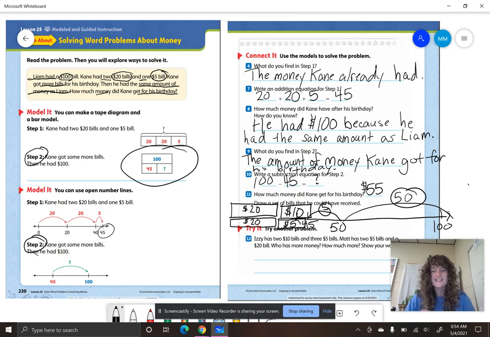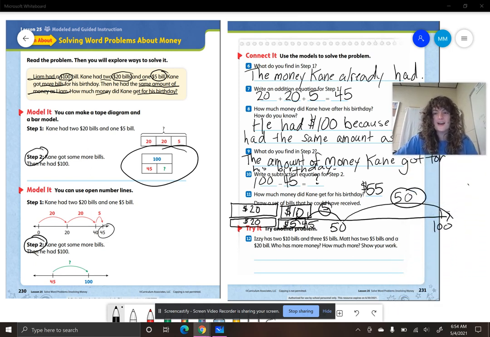All right, Smarties, let's go on to number 12. It says Izzy has 2 $10 bills and 3 $5 bills. Matt has 2 $5 bills and a $20 bill. Who has more money? How much more? Show your work. All right, Smarties.